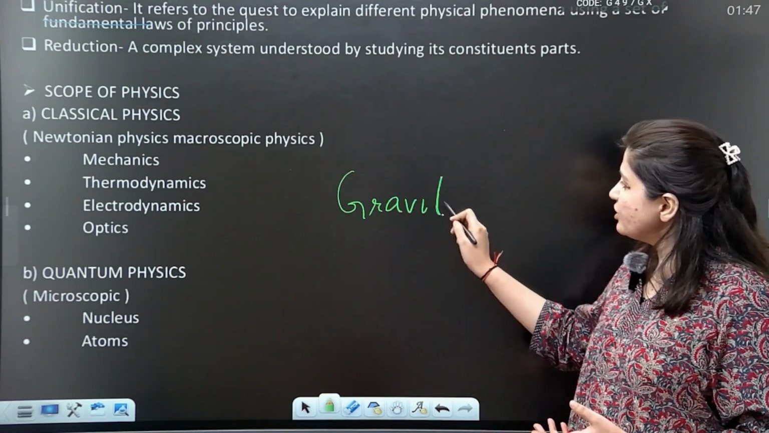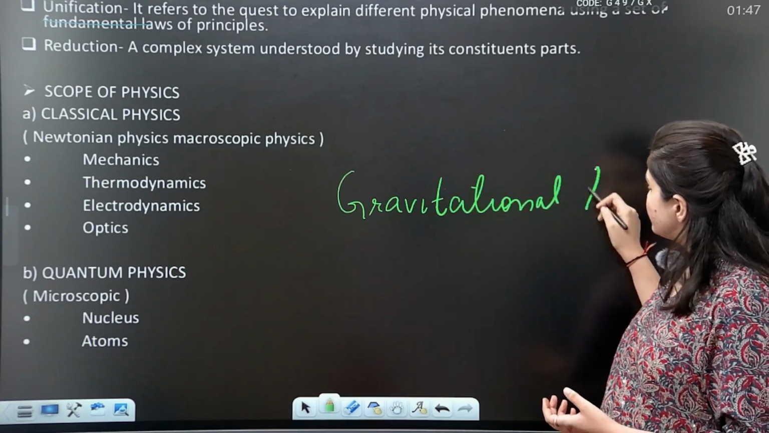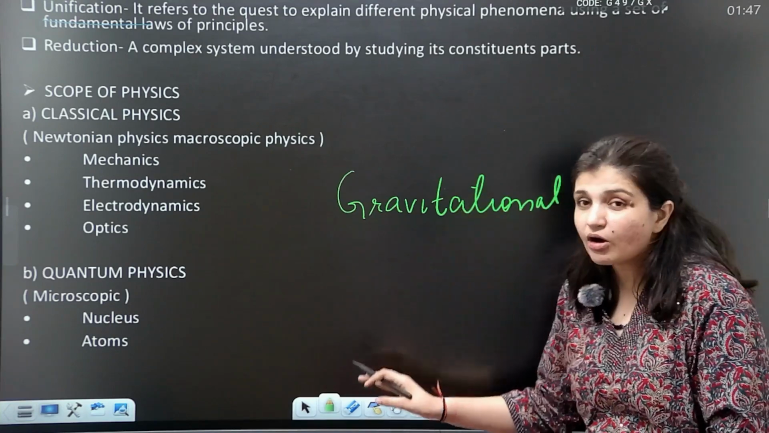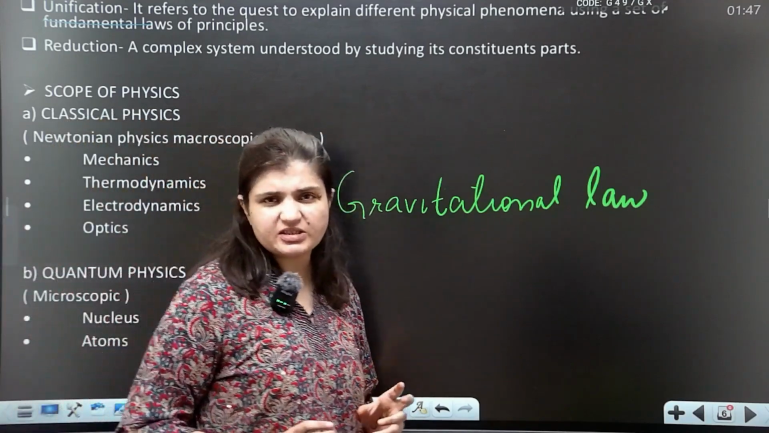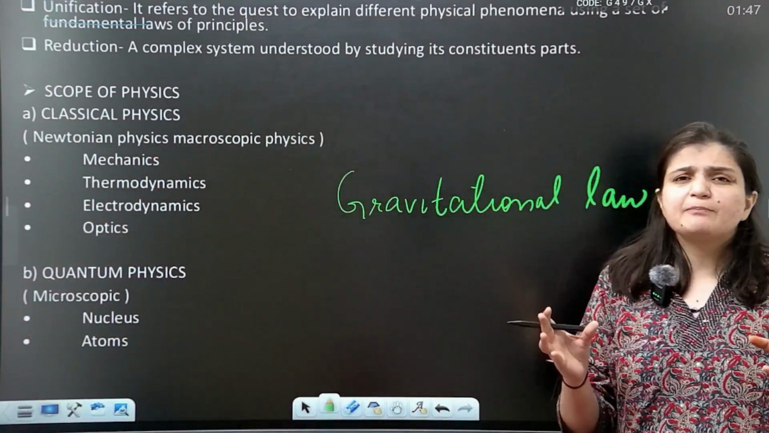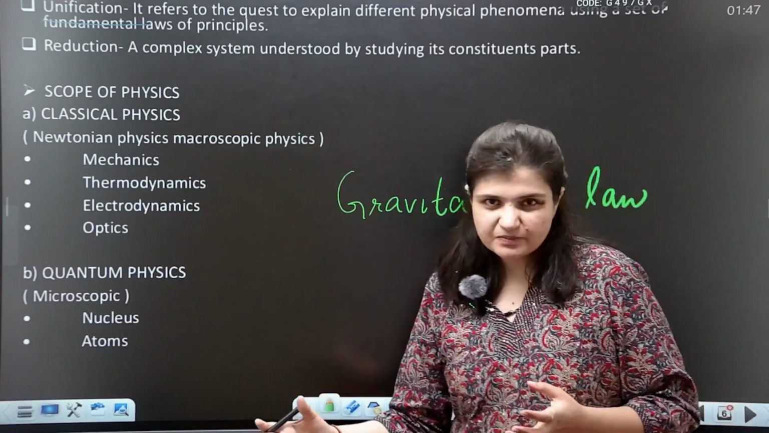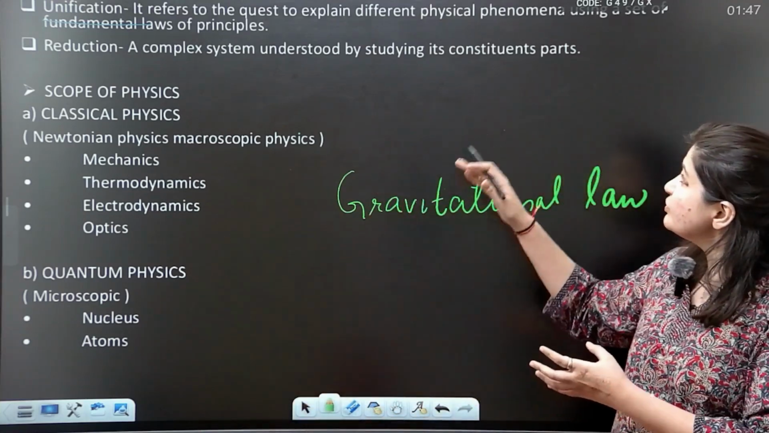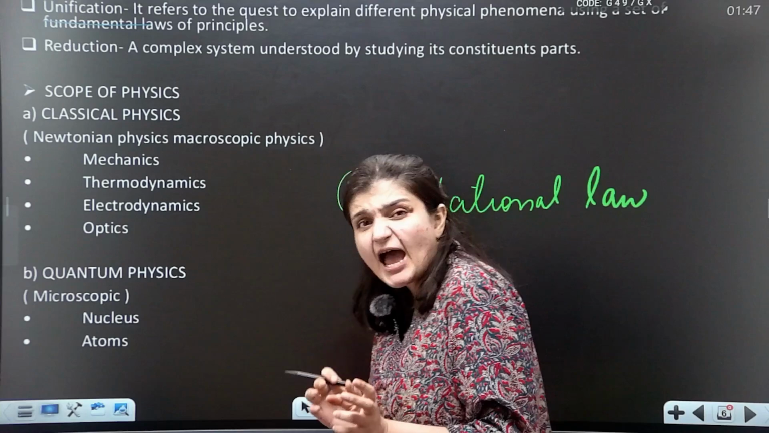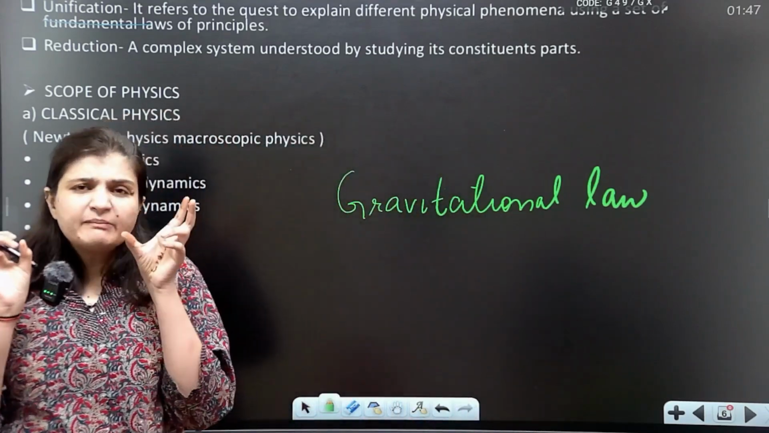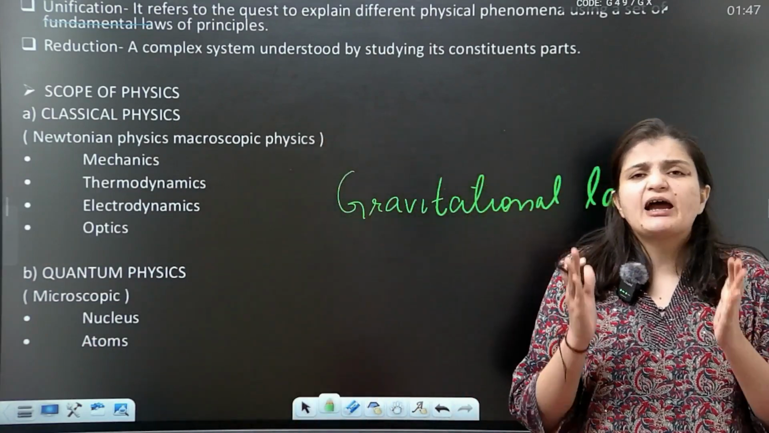The gravitational law is the force which acts between masses. This law does not simplify only one concept in physics; it will simplify other concepts also. So what is unification? It is to explain different physical phenomena using a set of fundamental laws, like this basic gravitational law.